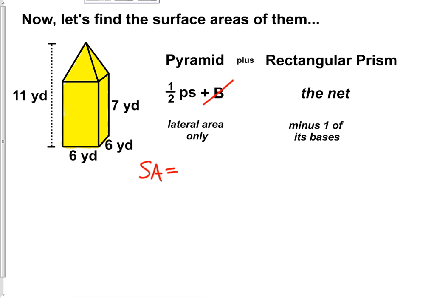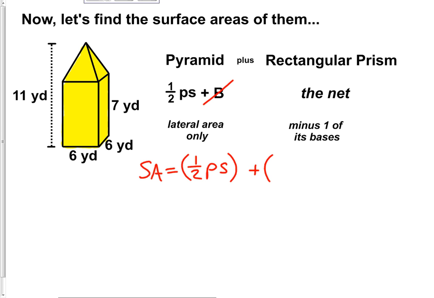Our surface area is going to equal 1/2 times the perimeter times the slant height, but the base has been removed from consideration because it's not exposed on the solid. And on the rectangular prism, let's see what we have here. All of this is going to be added up, the pyramid plus the prism.